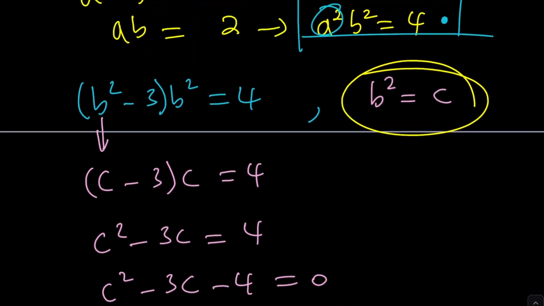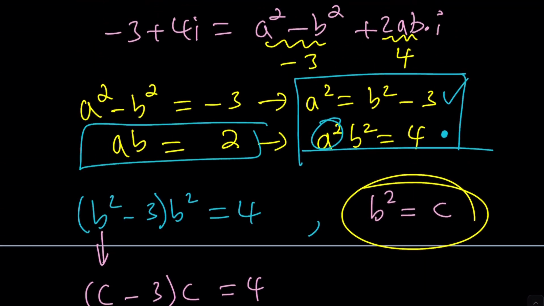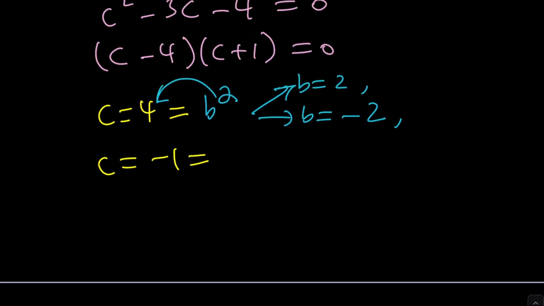And of course, once we know these b values, we can find the corresponding a values, because we know that a times b is equal to 2. Notice that. So their product is always 2. So if b is 2, a is 1. If b is negative 2, a is -1. And there's a good reason behind it, which I'll tell you in a little bit.